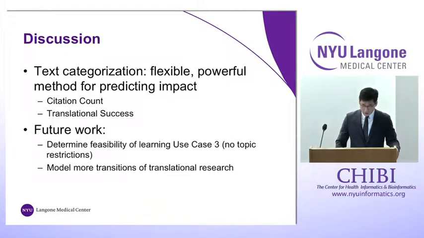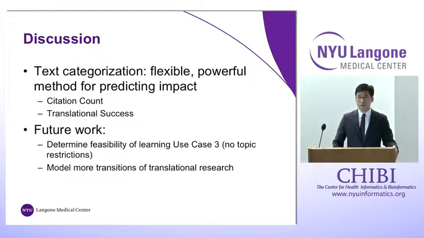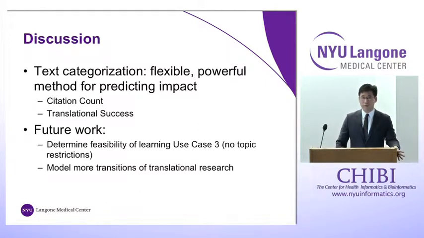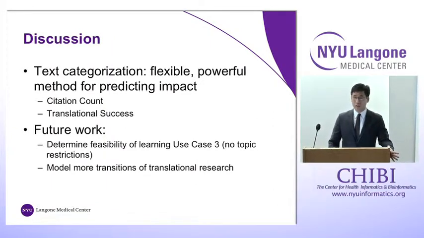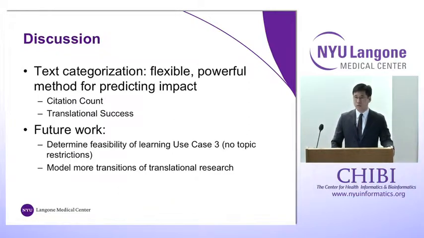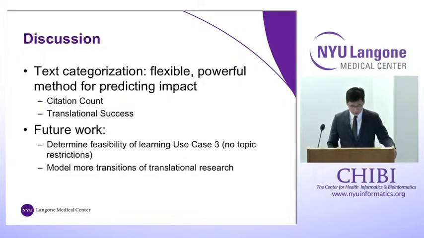So, to just summarize, I provided some concrete examples for text categorization. Text categorization is a very flexible, powerful method. I specifically demonstrated its use for two applications. One is predicting citation counts. The other was to predict translational success, or being cited by a clinical trial or clinical guideline.